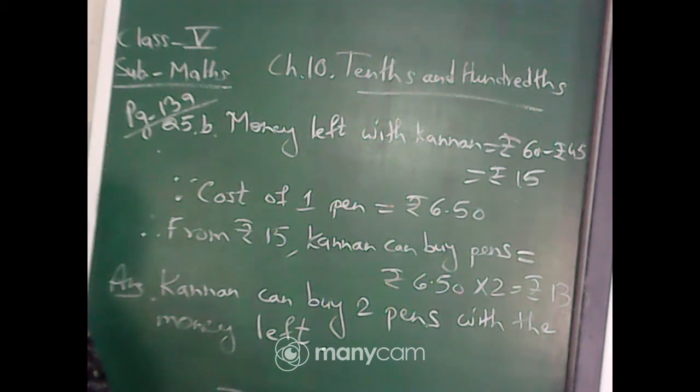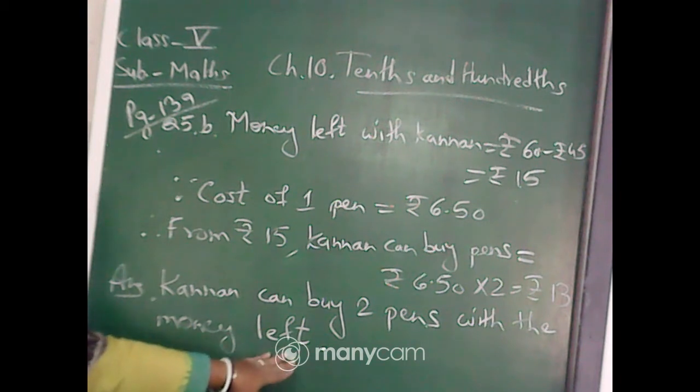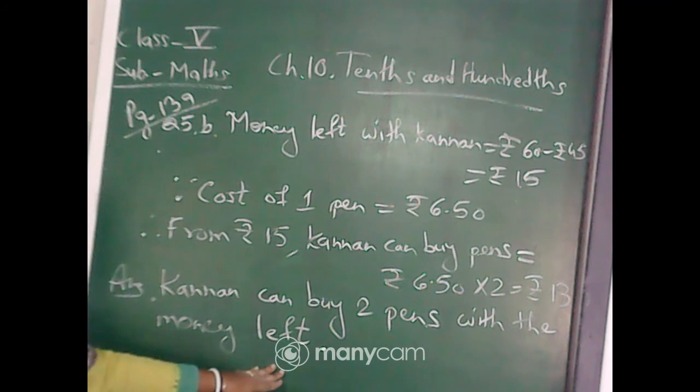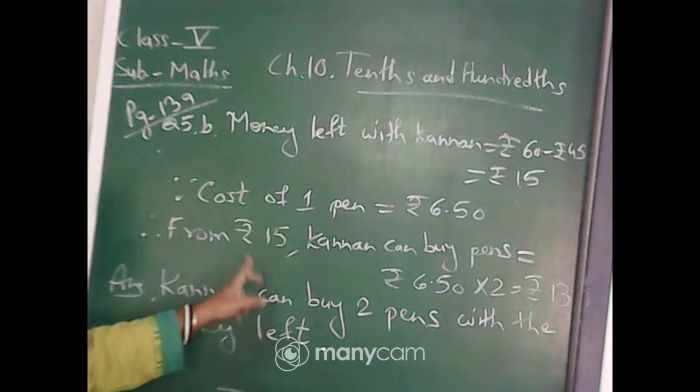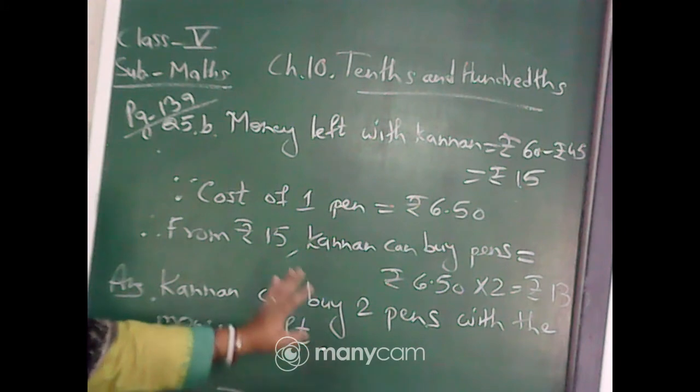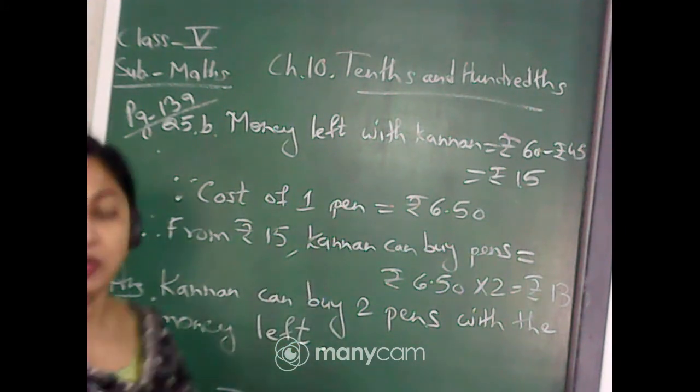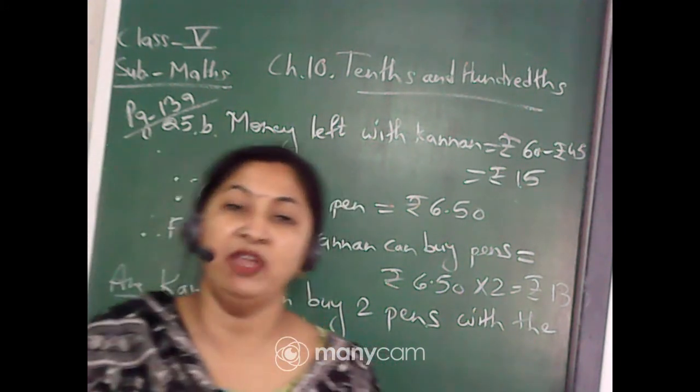And how much money is left? Now after buying this pen, how much money is left? Can you tell? After buying these 2 pens, how much money is left with Kanan? It is only 2 rupees, isn't it? 15 rupees he has, and 13 rupees he has spent. That means 15 minus 13, 2. So only 2 rupees is left with Kanan.